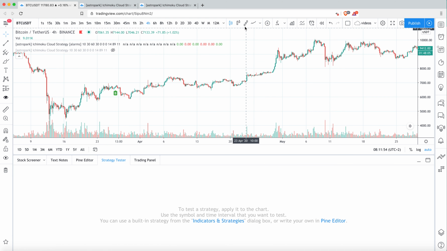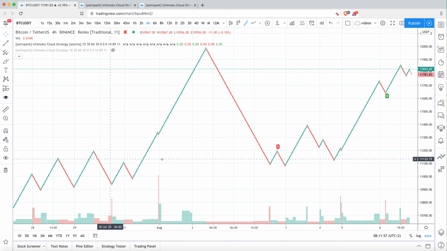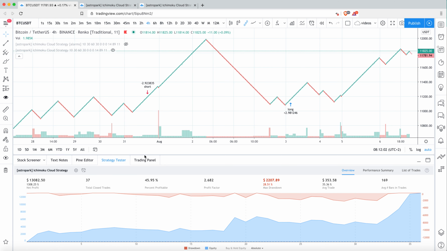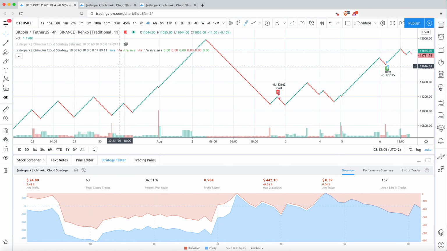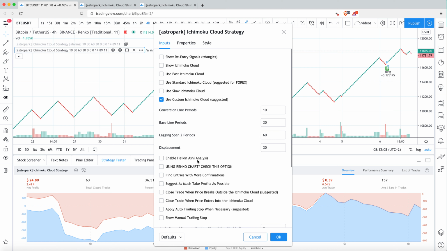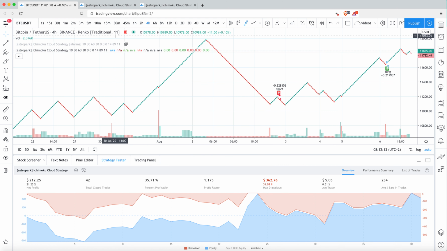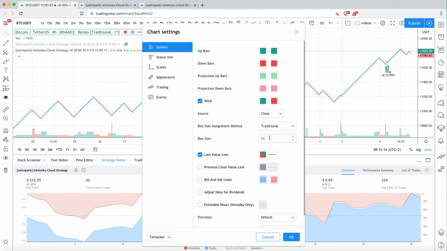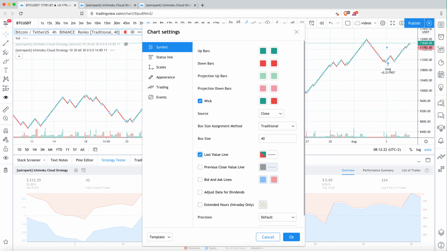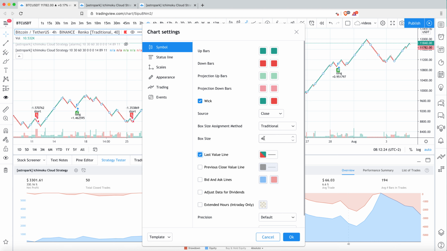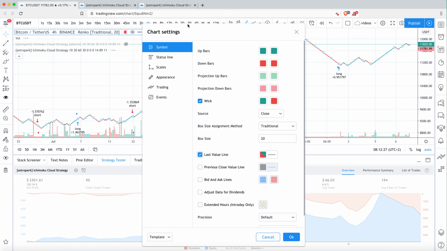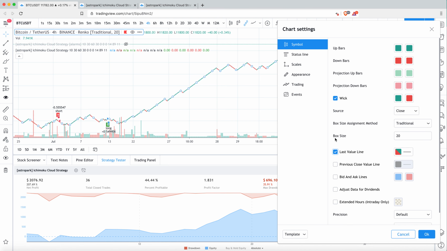Okay, let's go to the renko chart. This strategy works amazingly on the renko chart. My suggestion, first thing, is to enable the renko option. The second is to move to traditional, and I suggest 40, for example, or 20. By the way, some high numbers here, not lower numbers.